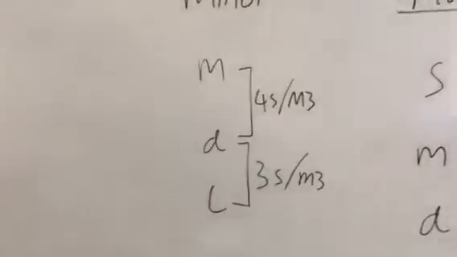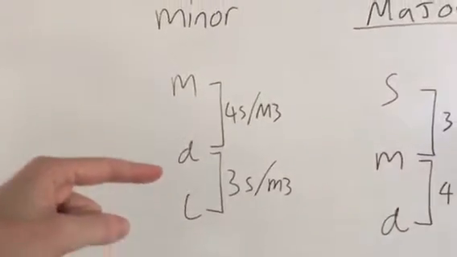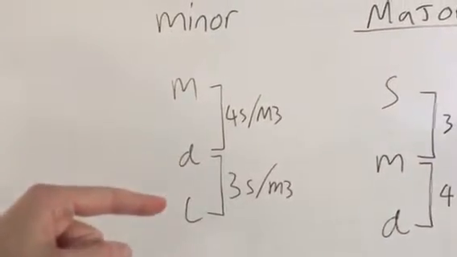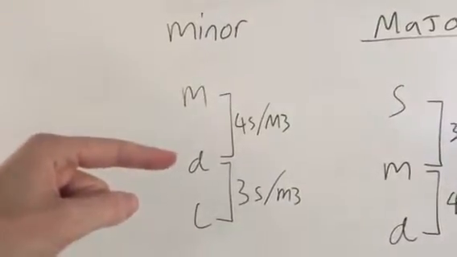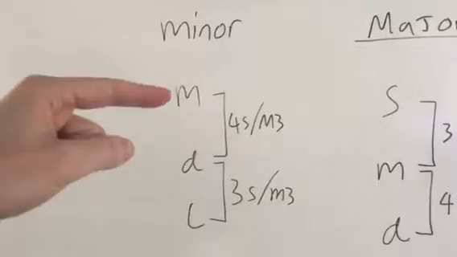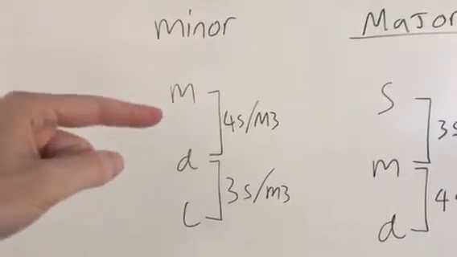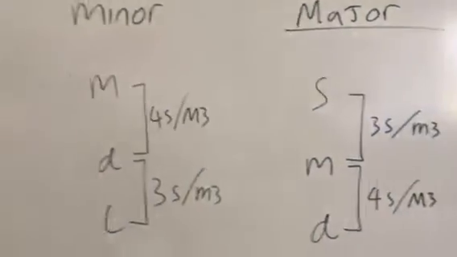And a minor chord is the opposite. La, do is a minor third, which has 3 semitones, the difference. And then do, mi is a major third, 4 semitones.